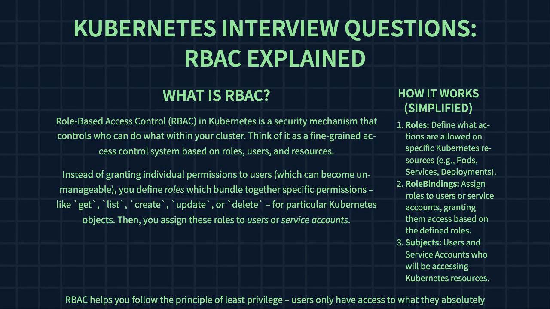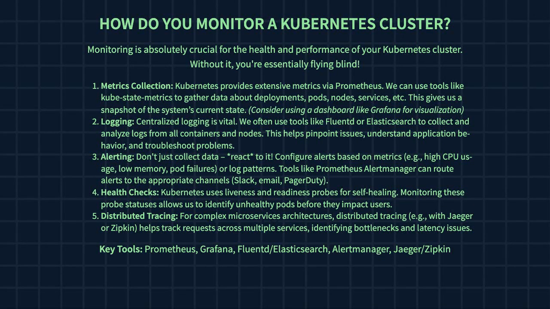Okay, let's talk about RBAC. It's basically Kubernetes' way of controlling who gets to do what inside your cluster. Instead of giving someone broad permissions directly, you define roles that bundle specific actions like reading, creating, or updating resources, and then assign those roles to users or service accounts. Think of it as a permission system based on what people are allowed to do, not who they are. It's all about following the principle of least privilege, which means giving people only the access they need, making your cluster much more secure.